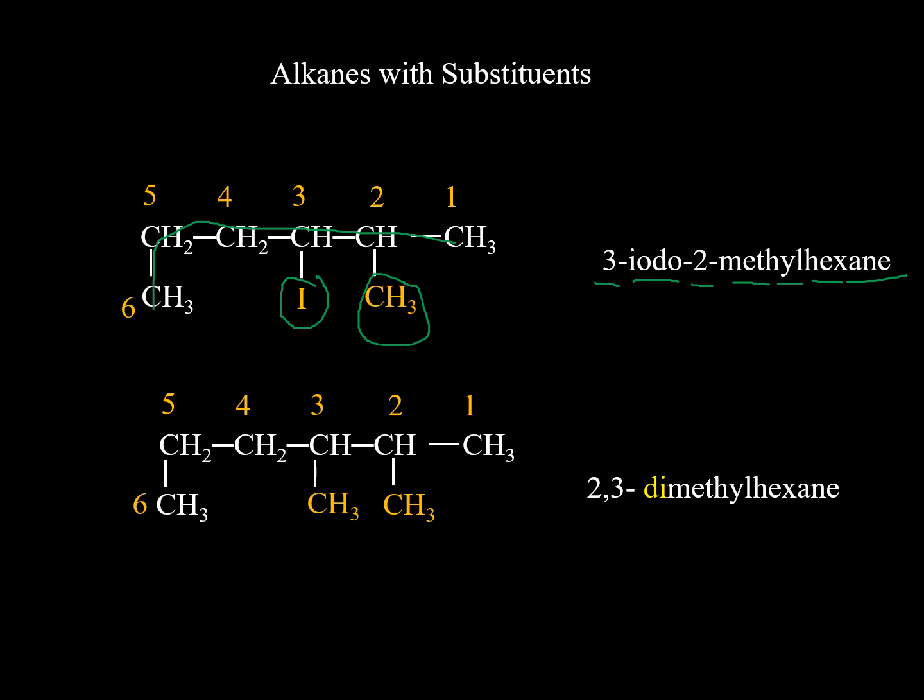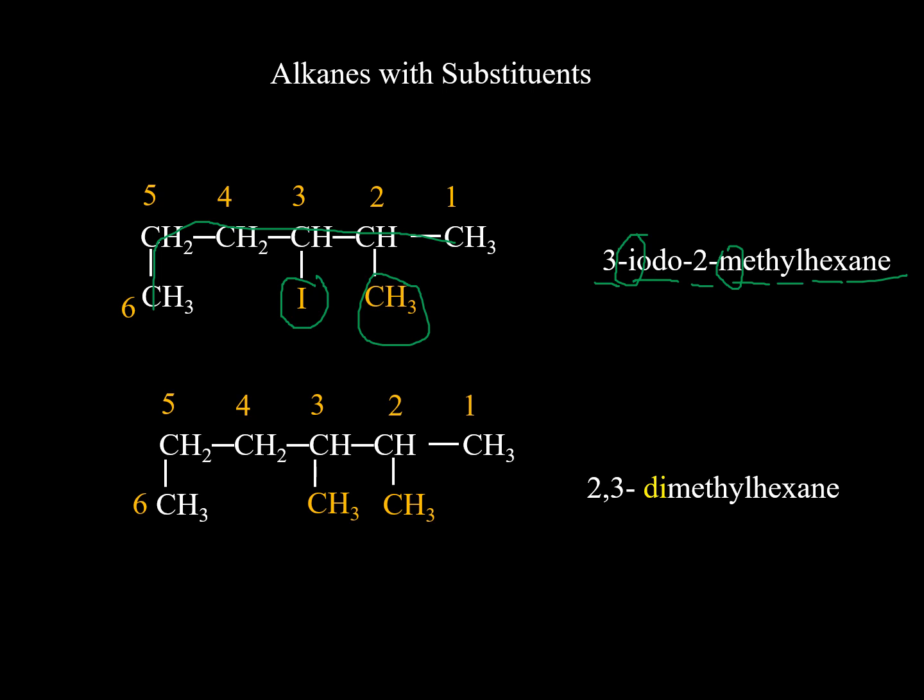So you might ask, why is it not 2-methyl-3-iodohexane? We have to write 3-iodo first, because in our alphabet, the I comes before the M. So we must write 3-iodo-2-methylhexane. We do not take into consideration the di and tri in our alphabet. So I'll repeat, we don't take into account di and tri. We only look at the names iodo and methyl.